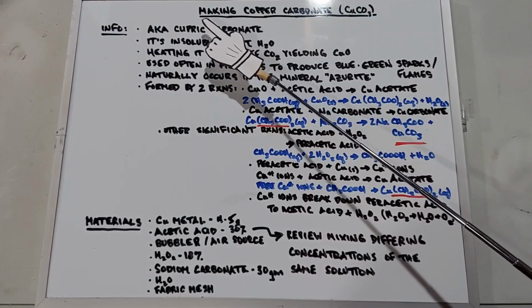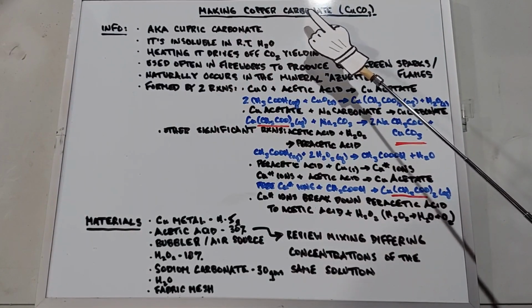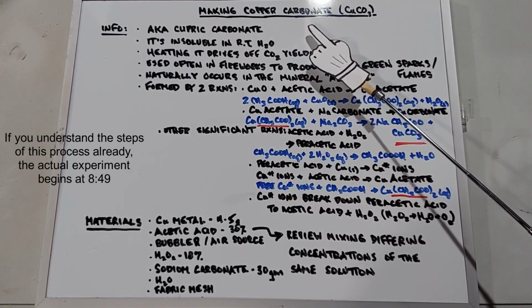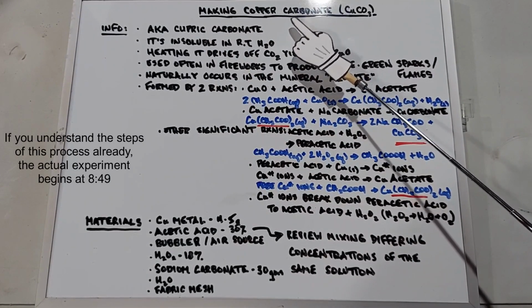In this video, we are going to learn how to make copper carbonate. And why would we learn this? Because if you mix copper carbonate with flash powder, it is rumored that you will get a nice green-blue flash.